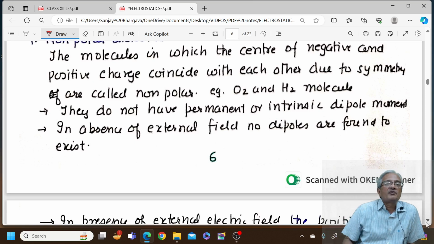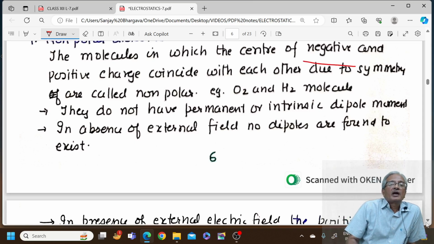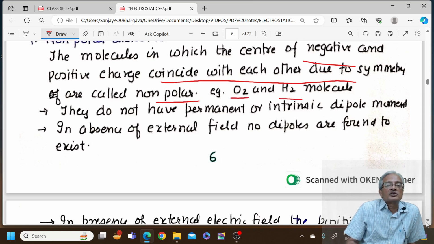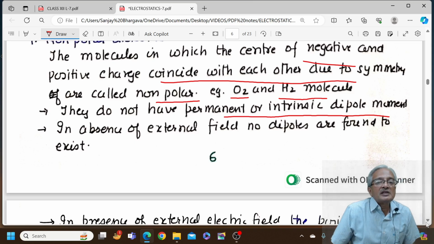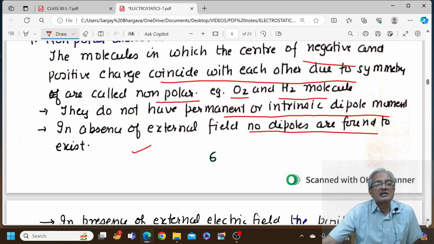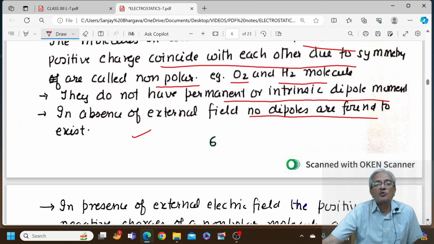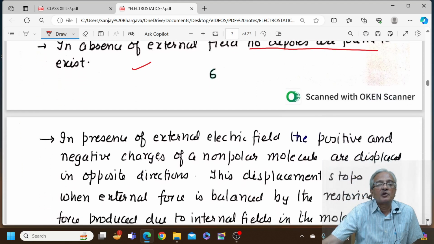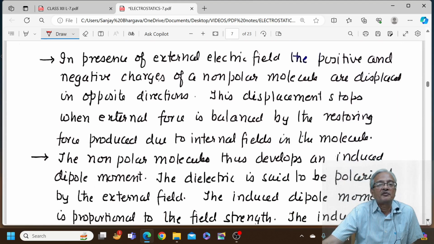The molecules in which the center of negative and the positive charge coincide with each other due to symmetry are called non-polar dielectrics, like oxygen and hydrogen molecules. They do not have a permanent or an intrinsic dipole moment. In absence of electric field, no dipoles are found to exist. So in a non-polar system, they do not have dipole moment and neither are dipoles found to exist in absence of electric field.